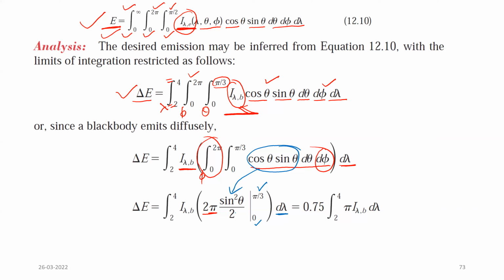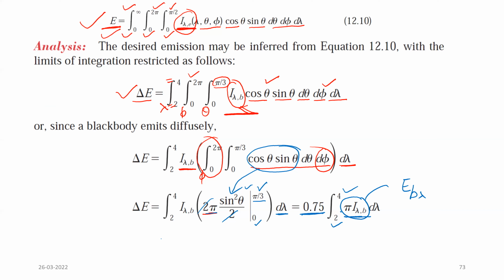You can see here that this cancels out and we are left with pi, and the 0.75 actually comes from this value of sine square theta. When we put the value of sine square theta corresponding to pi by 3, meaning sine square 60, and minus sine 0, we get this particular value of 0.75. Inside the integral for lambda between 2 to 4 is this equation, and you must remember that in the case of a black body this value is equal to EB lambda.